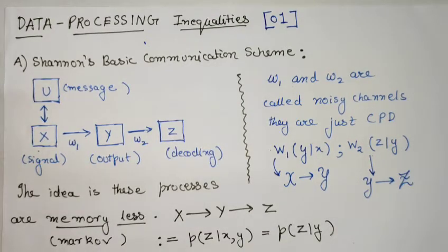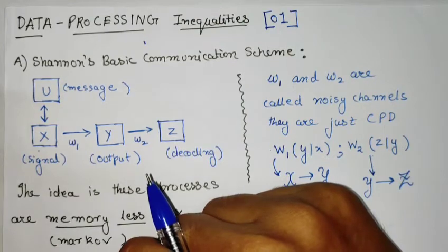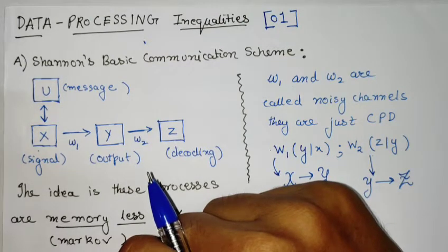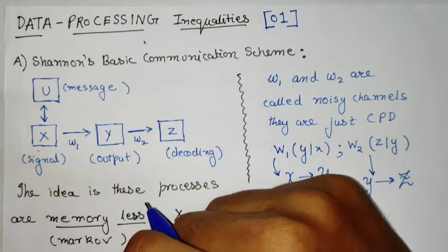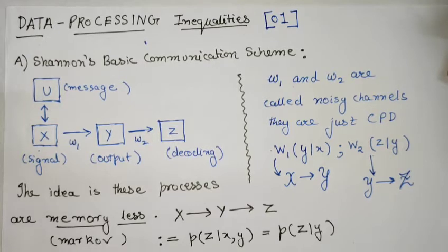Welcome to this video. In this video, I will be discussing data processing inequalities. This will be a series of videos. I will be preparing 3 to 4 videos concerning the proof of the data processing inequality and Fano's inequality, both in the classical case, and I will also be discussing a few of the quantum implications.